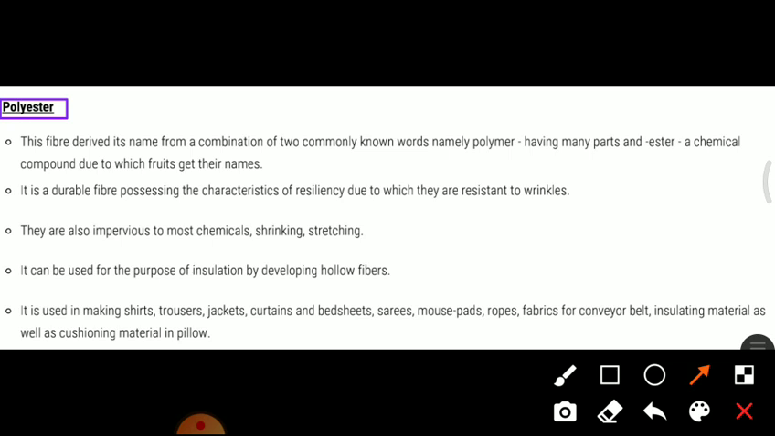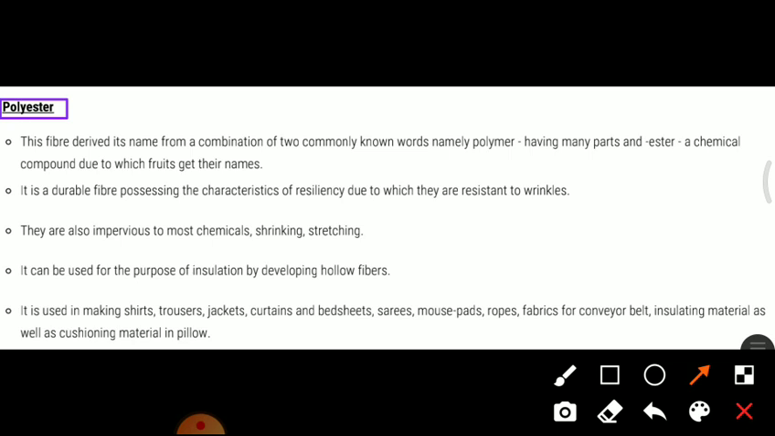Fabrics are sold by names like polycot, polywool, terrycot, etc. As the name suggests, these are made by mixing two types of fibers. Polycot is a mixture of polyester and cotton. Polywool is a mixture of polyester and wool.